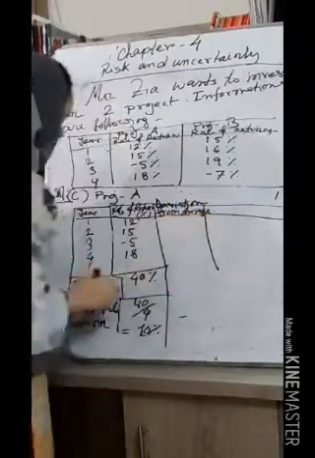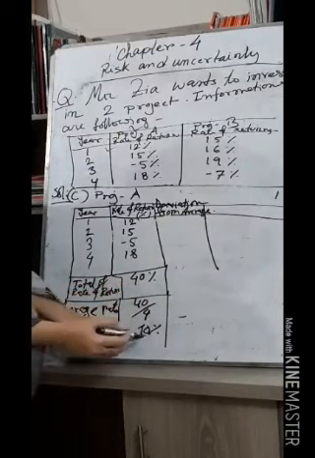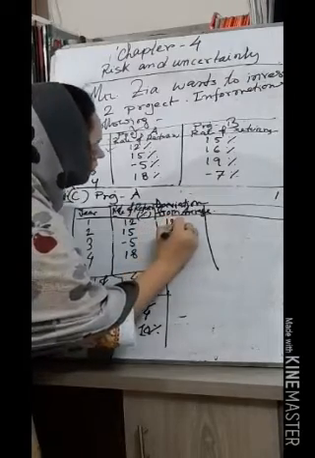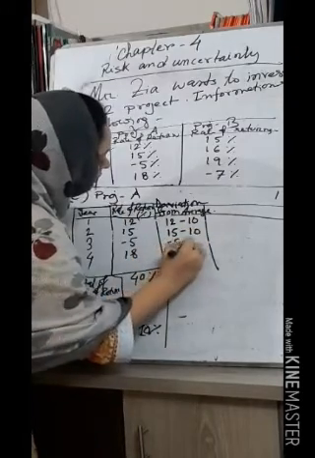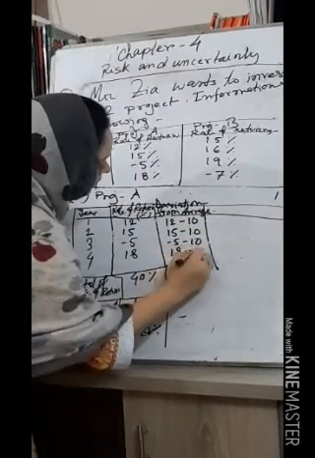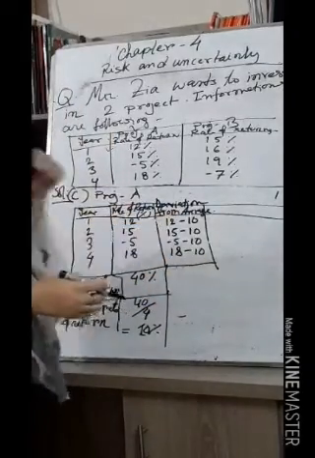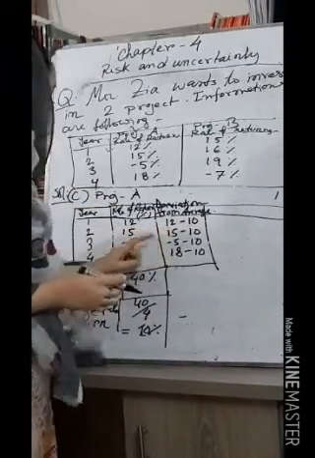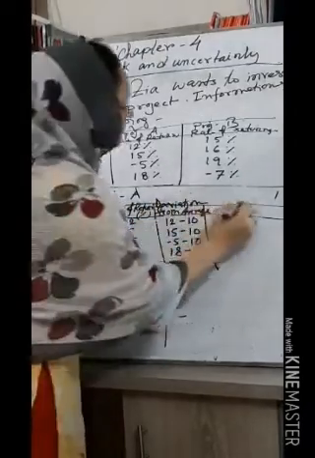Deviation means the distance, the difference from the average 10. We can write here 12 minus 10, 15 minus 10, 5 minus 10, 18 minus 10. This is the deviation from average. And the last column's name is square of deviation.